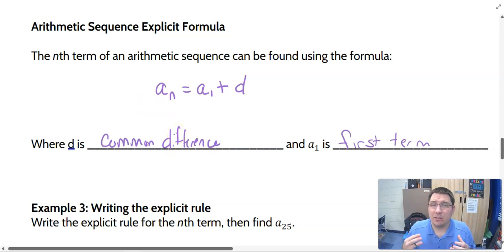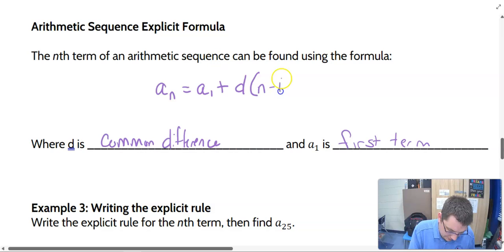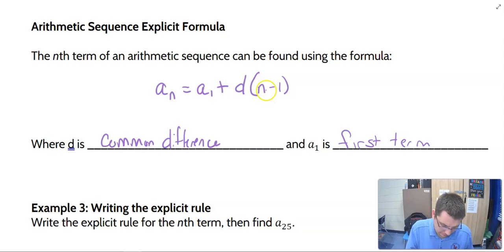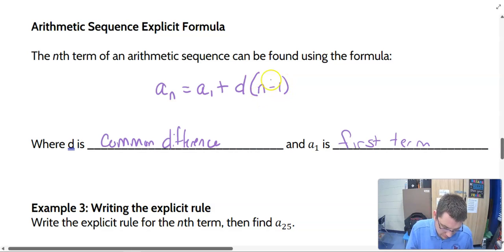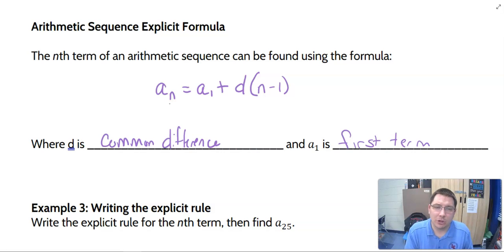A sub n is equal to a sub 1 plus d times, we're going to use a parenthesis here, n minus 1. We have to subtract off 1 from the term we're trying to find. And the reason for that is when I plug in 1 here for the first term, that gives me 0. 0 times the common difference is still 0, leaving the first term equal to the first term. So when we plug in 1 for n, it verifies that we get the first term back.